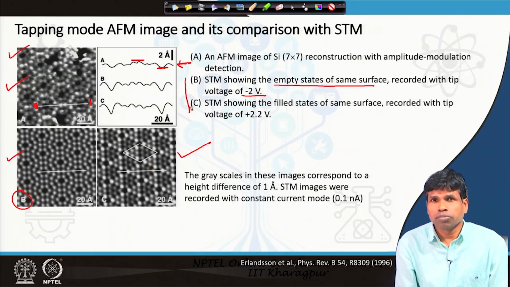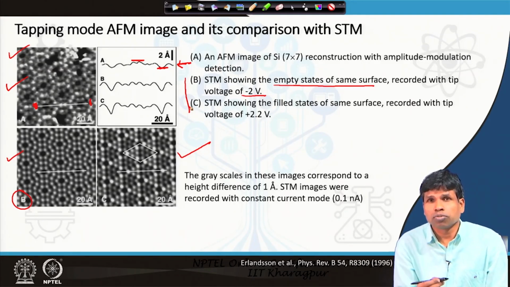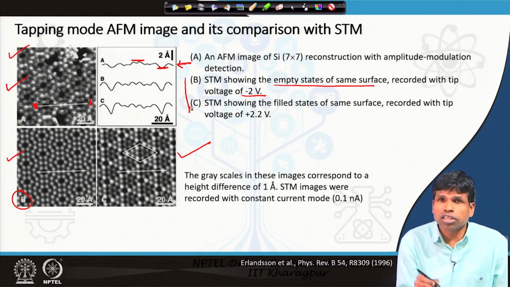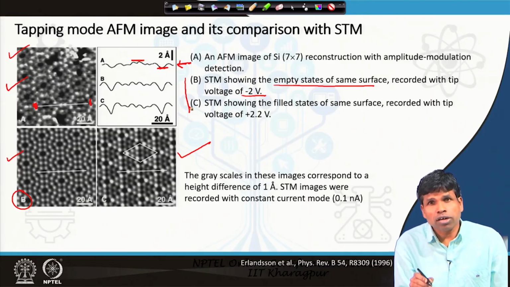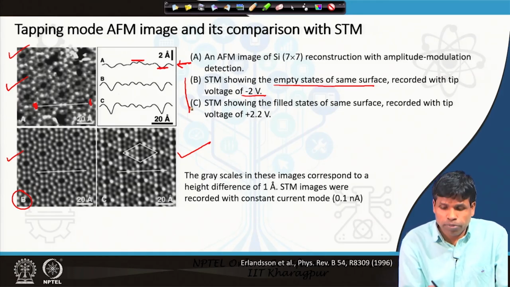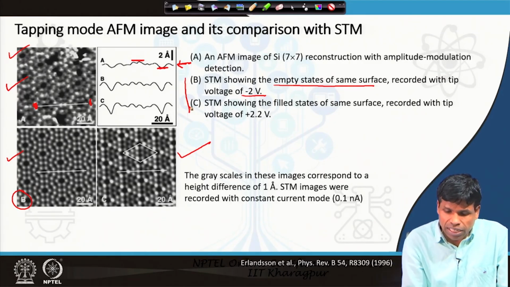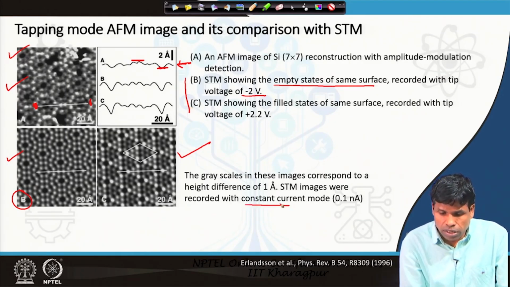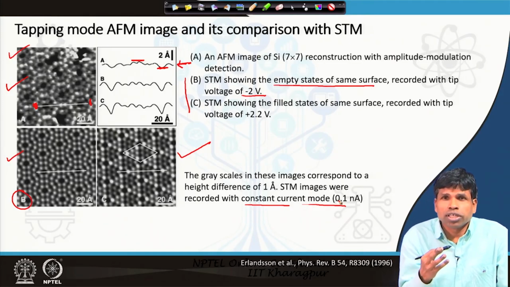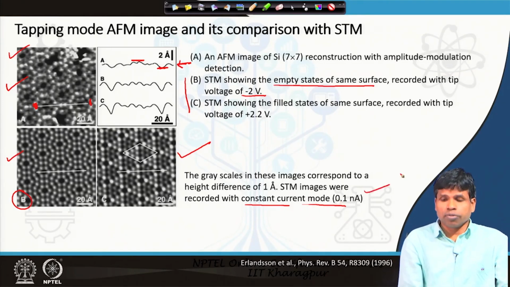The density of states measurements can be done by scanning tunneling microscope, because we measure the current. By measuring the current, which direction it is flowing and how much current is flowing, we could also know the positioning of the atoms, distance between atoms, and also the height. So, all this information can be obtained, and the STM image was recorded with a constant current mode. We can do constant height mode and constant current mode, two modes we can use in STM, and this was done with a constant current mode.